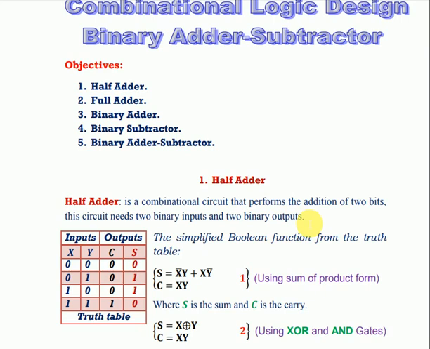The examples of combinational logic circuits are half adder, full adder, binary subtractor, binary adder and subtractor. So today we are discussing the adders. The first topic of combinational logic circuits is half adders.